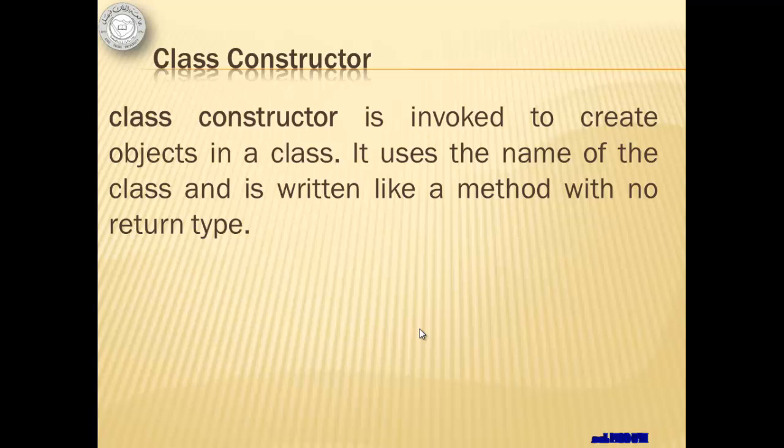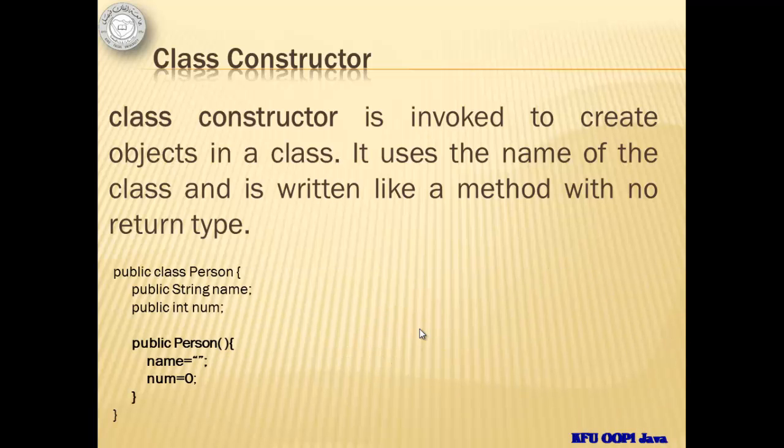It uses the name of the class and is written like a method with no return type. In this example, the class person is a constructor. Notice that the name of the constructor is also the name of the class. It is public, which means it can also be private, protected, or package private. But take note that it cannot be static, abstract, final, native, or synchronized. Constructors also have no return type, not even void.